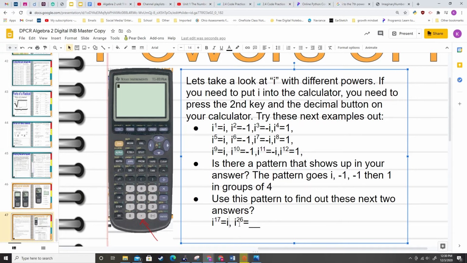So, if that's the case for this, what would happen with 26? So I'm going to keep going to 26. Right now I'm at 12. If I went up another 12, which would make me at 24, that would bring me out to 1 again. So i to the 24th would be 1. 25th would be i. 26 would be negative 1.